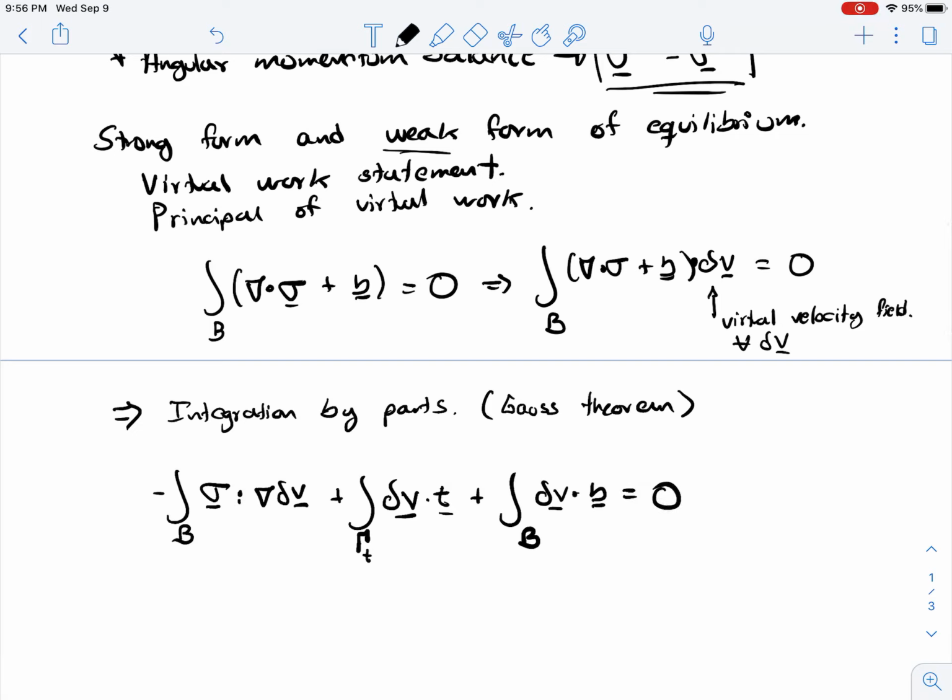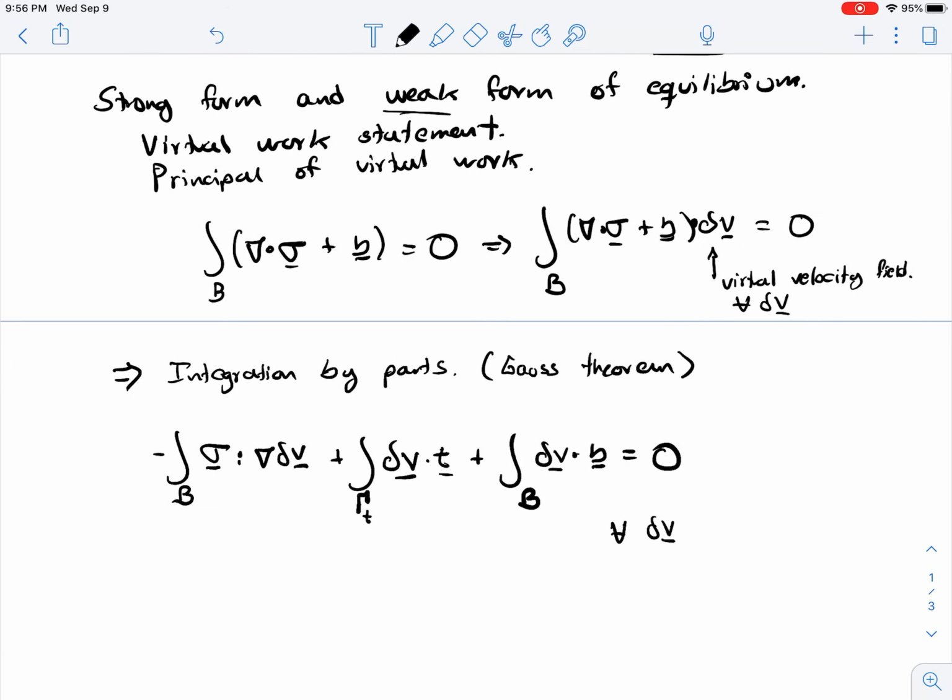And that equals 0. And notice that what we have done here is we have passed one of the derivatives, so the divergence, which entails a derivative on the stress, we have sort of passed that to this virtual velocity field. So now we want basically this for all delta v. So we still want this to be satisfied for all delta v.